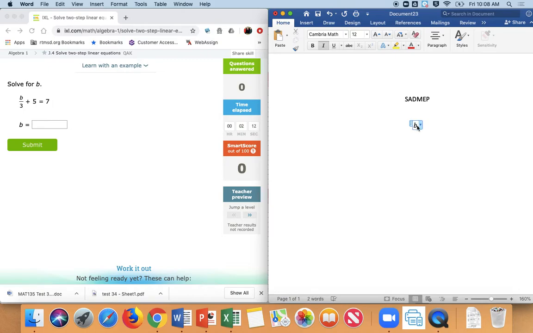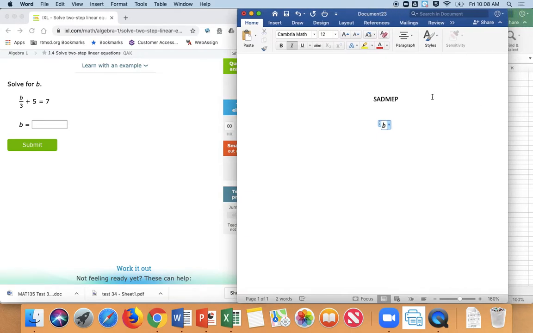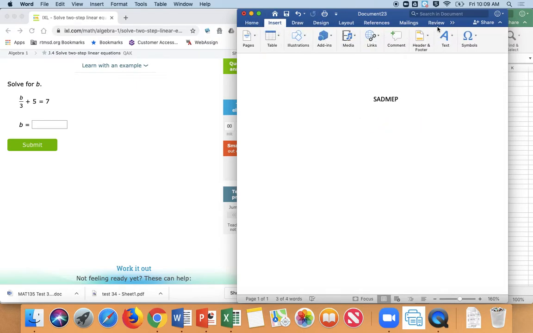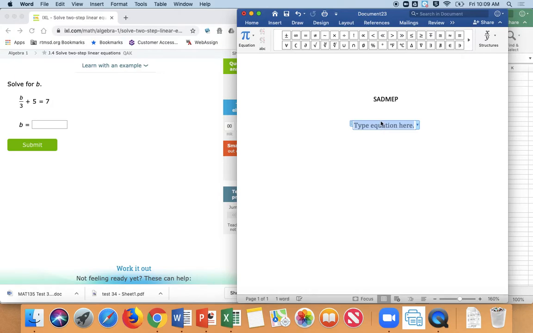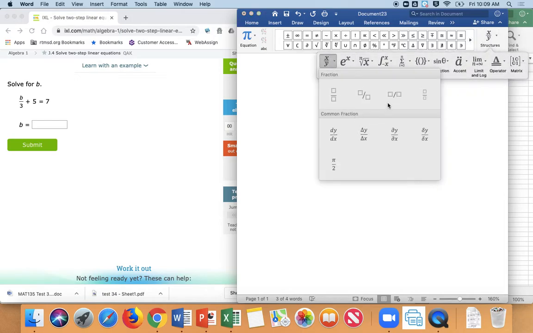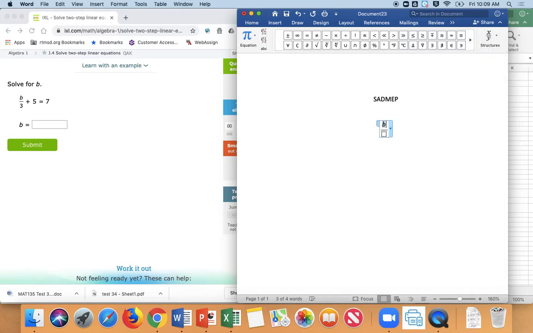So here, okay, I have B. Let's see if I can get this to do it for me. Insert equation. Here we go. So I have B divided by 3 plus 5 equals 7.